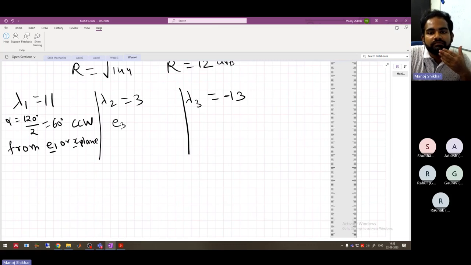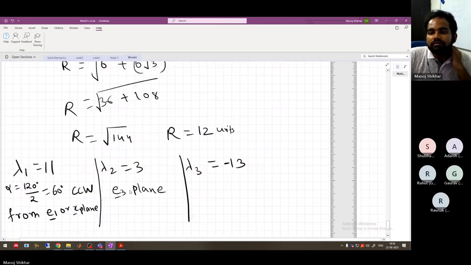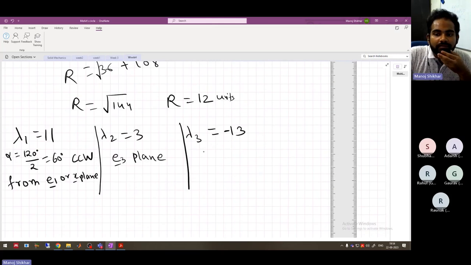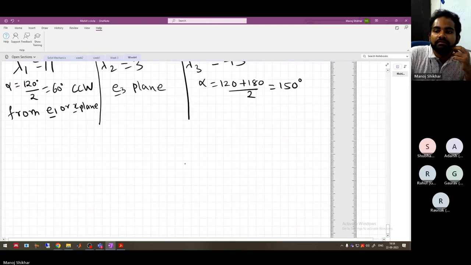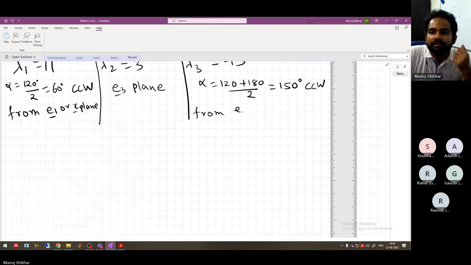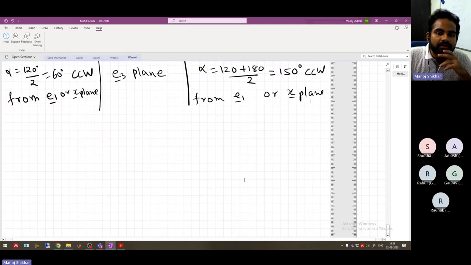Lambda 2 is on the E3 plane. It is known. And lambda 3 will be what? Now, after moving 120 degrees forward, I have to go 180 degrees more. So lambda 3 will be 150 degrees counterclockwise from E1 or X plane. I hope I'm clear.